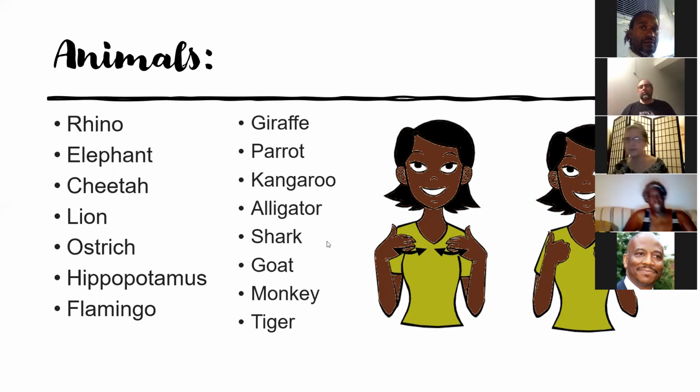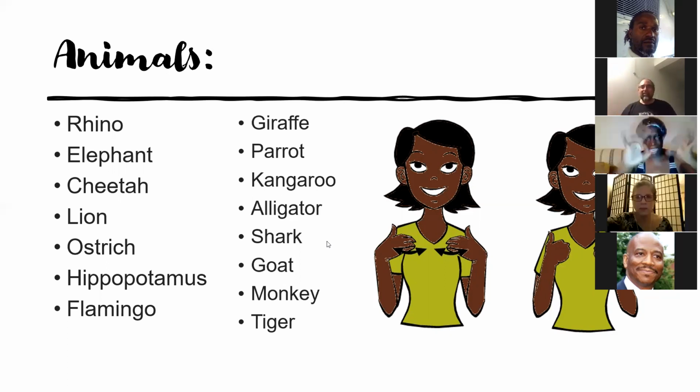Cheetah is like this, because you know how they have those spots? So you're doing your F hand. These little circles are representing their spots, and you're just doing spots all over. Lion is, you know, their mane. So lion.